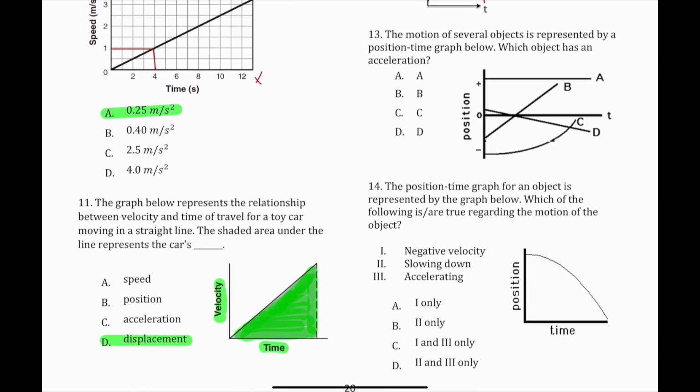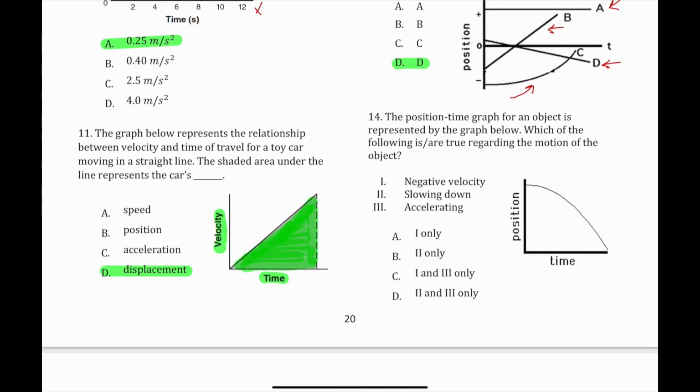13. The motion of several objects is represented by a position time graph below. Which object has an acceleration? So here A is at rest, it's not moving. B has a constant velocity, the slope is velocity, and D as well. So the right answer is C, which has an acceleration.